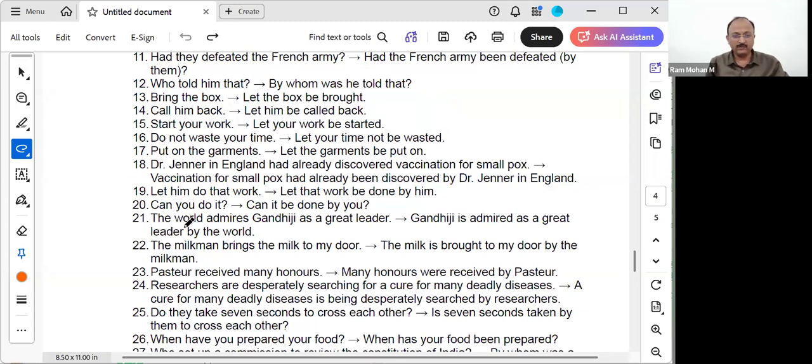Okay, now let's see the 20th one. Can you do it? Try this. I will say it correctly. Can you do it? So can will come, then can it be done by you? Correct? Can it be done by you? Okay. So these are the examples.